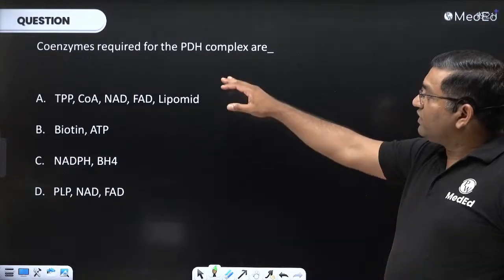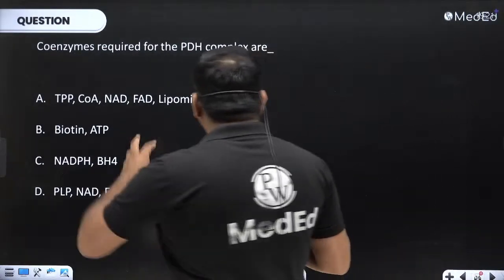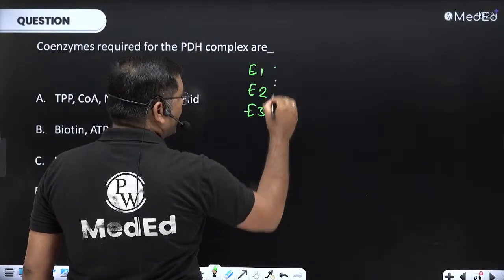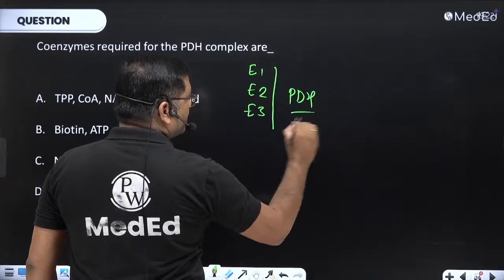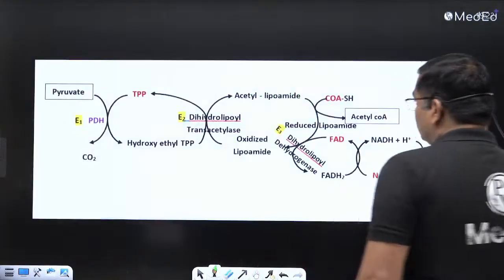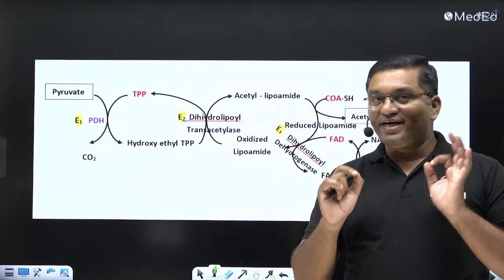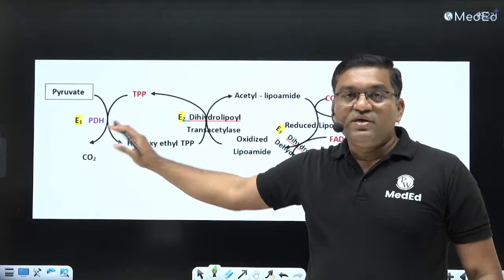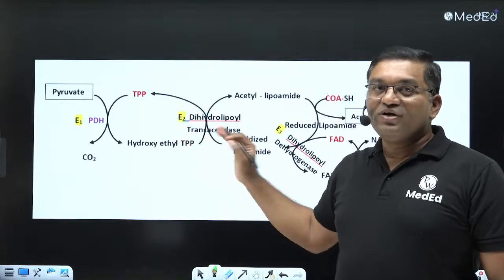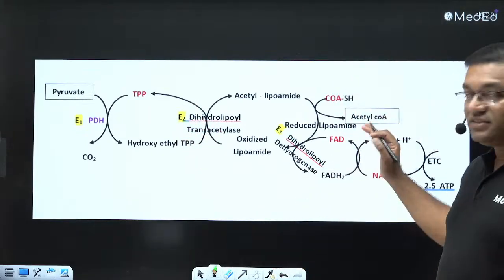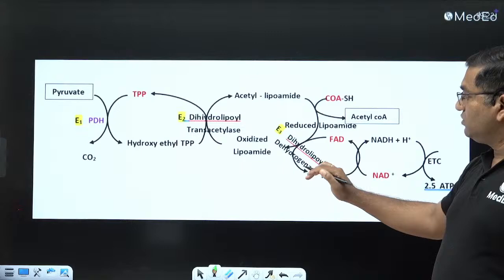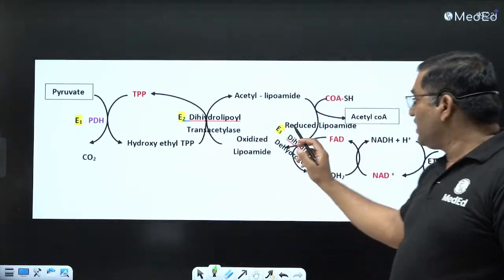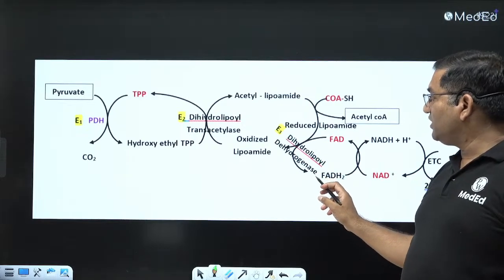Now see, coenzymes required for the PDH complex. There may be a question: what do you mean by E1, E2 and E3 of the pyruvate dehydrogenase complex? So this is the diagram. E1 is pyruvate dehydrogenase itself, E2 is dihydrolipoyl transacetylase, and E3 is dihydrolipoyl dehydrogenase.